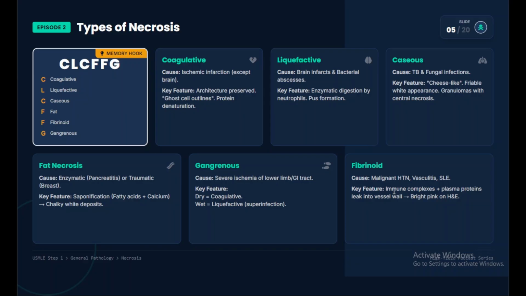Whenever you're talking about vascular necrosis, keep in mind that you are talking about fibrinoid necrosis. This is the best go-to point I can give you, because this will help you a lot in the USMLEs, a lot.